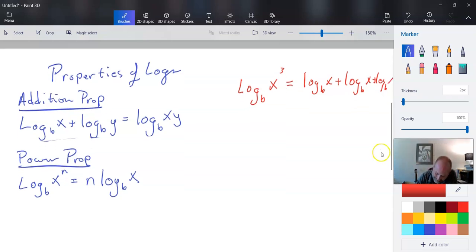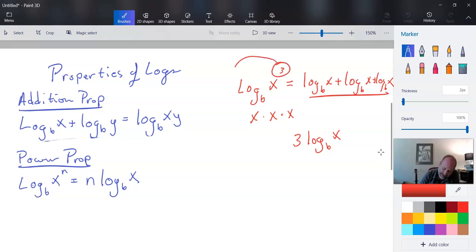Plus log base b of x. So it shows up 3 times, one for each x, because that's an x times x times x. So that's the multiplication. The addition rule says you can break it up this way, but it's 3 of the same value. So that ends up being 3 times log base b of x. And notice the exponent came down to the front. So you don't need to write this every single time. You can just bring the exponent to the front. Okay, so that's our second rule.